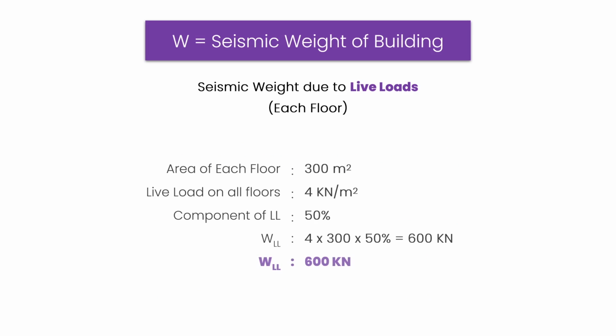So let's do that. The area remains the same, that is 300 meters square. The live load on the floors was given as 4. The component of the live load as per the previous slide is 50%. So we can simply calculate the value as 4 into the area, that is 300, into the 50%, which comes out to be 600 kilonewton. So the live load on each floor is 600 kilonewton.